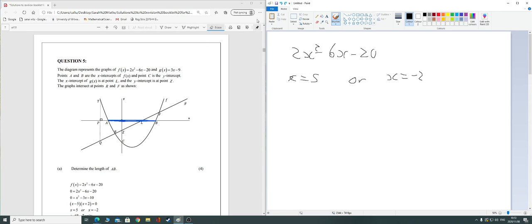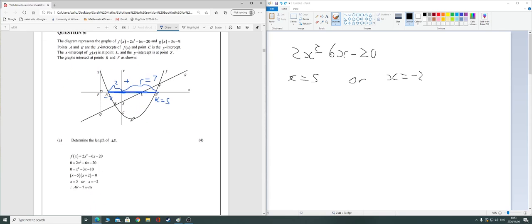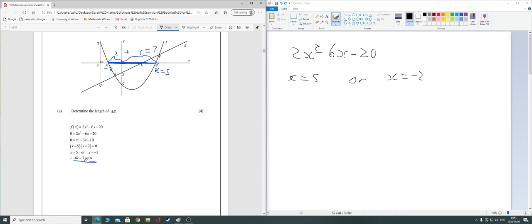This takes a little bit of understanding, but obviously the x-intercept at point B is equal to 5, and at A it is negative 2. So over here, this distance is 2 units, and this distance here is 5 units. So 2 plus 5 equals 7. And if we scroll down, we can see that the distance is 7 units. Right, so that's the first question done.